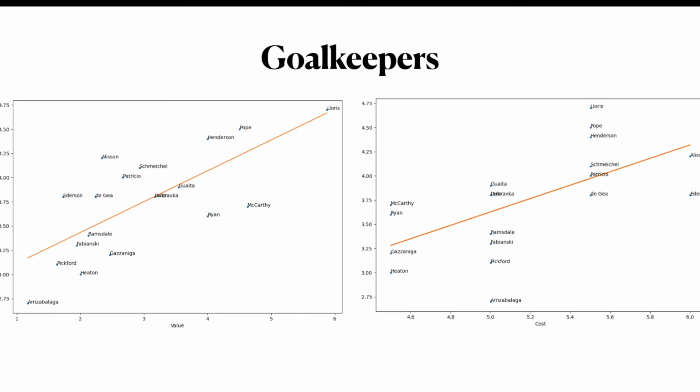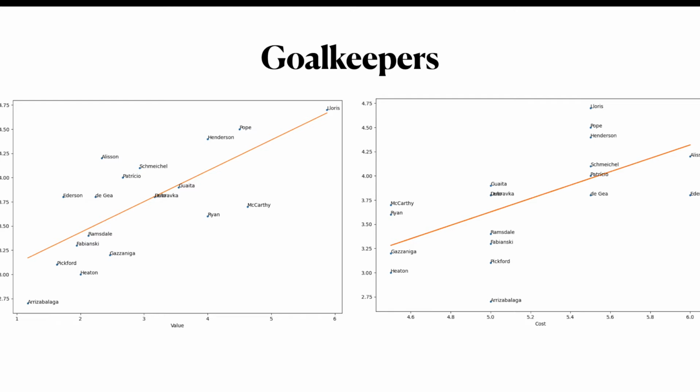So starting off, looking at goalkeepers. On the y-axis, you'll see points per game, and then we have the value feature, which I've already talked about, and also the cost. The right-hand graph is useful if you're trying to look for a player who is within a certain price range and is going to score you points. How do you pick which one to go for?